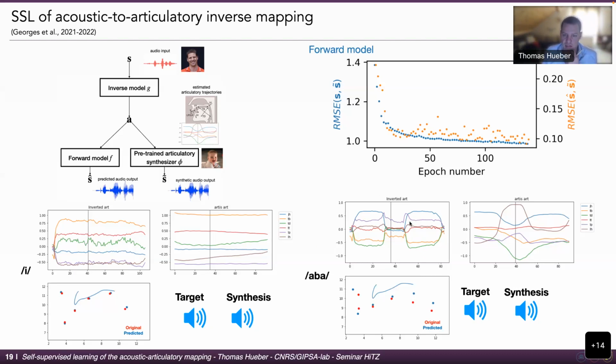So what do we have here? We have ABBA. The expected one was this, and the inverted one was this. So it's a bit different. But what happened here if we see what's going on during silence? During silence, this is this vertical bar, and here I plotted the correspondence.